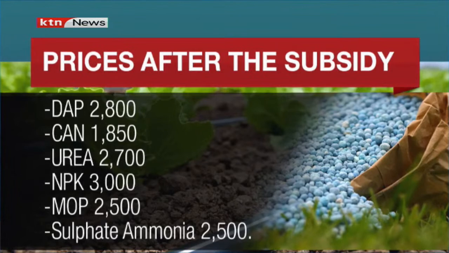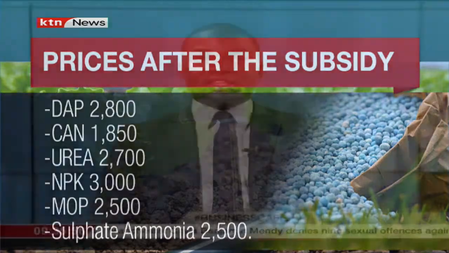We'll also be talking about that with my guest who's joining us virtually. Now, the prices after the subsidy, DAP is now retailing at 2,800 shillings. We apologize, we haven't put the unit currency right there, but it is in shillings. The CAN is retailing at 1,850, urea at 2,700, NPK will be selling at 3,000 Kenya shillings, MOP at 2,500, sulfate of ammonia goes for 2,500. But even with this subsidy, farmers are still crying foul over increased prices in the farm inputs.